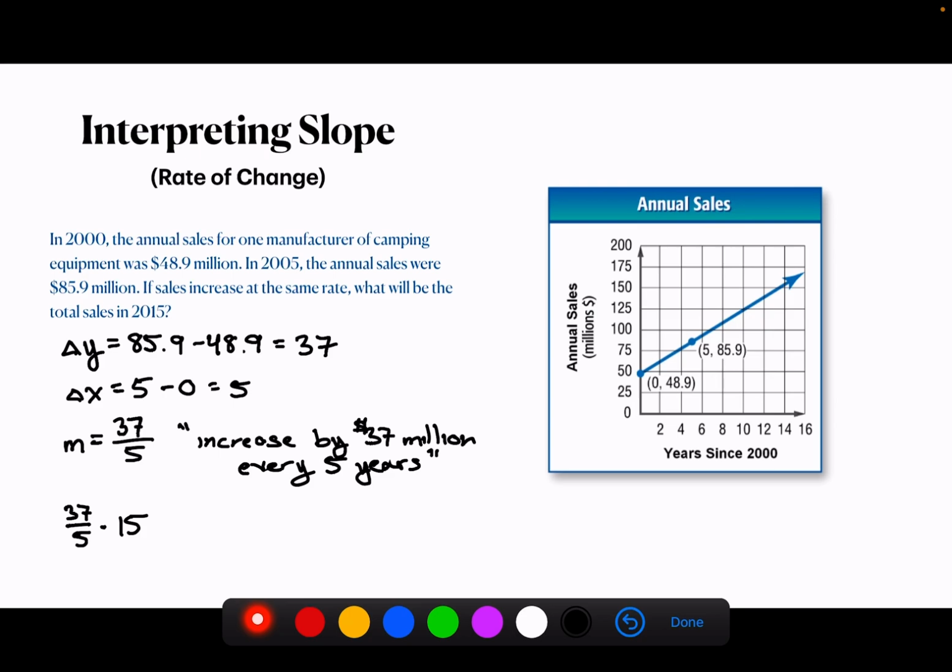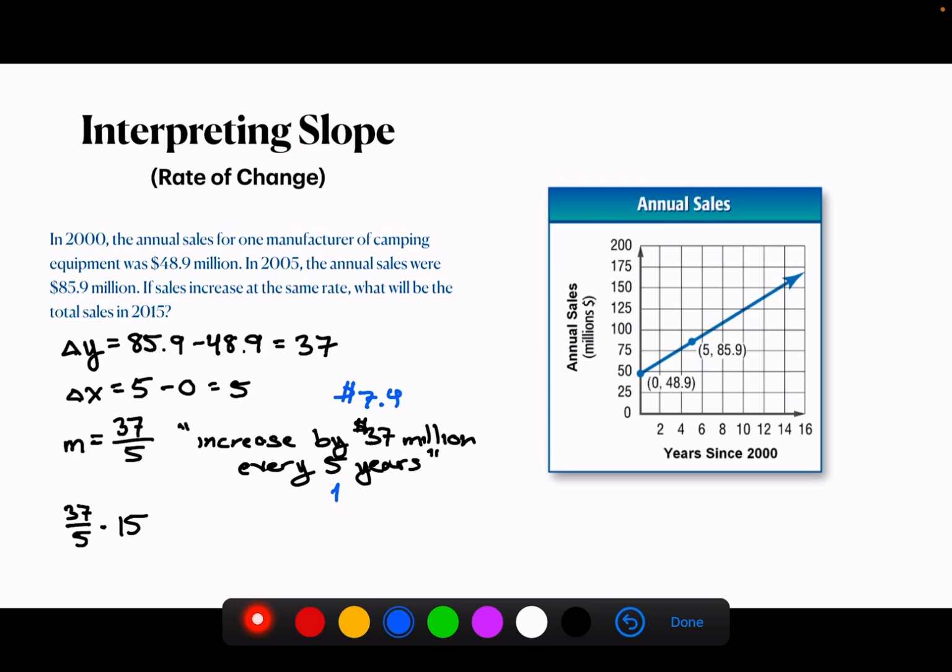What this is really saying is 37 divided by 5 is 7.4. So we're actually looking at $7.4 million for every 1 year. And so we're going to multiply this by 15 because every year we get that.